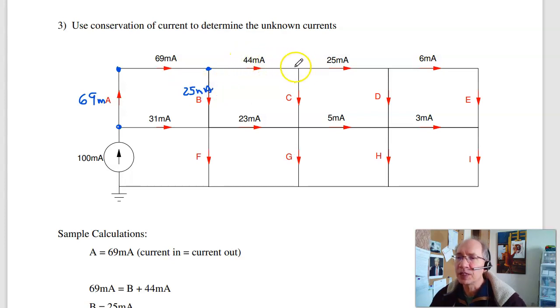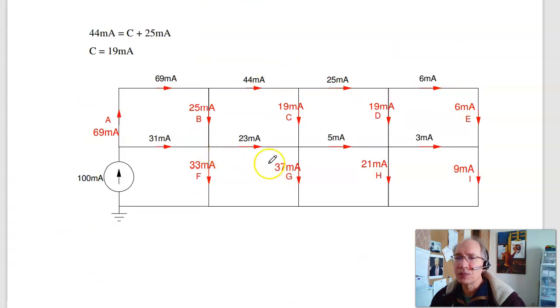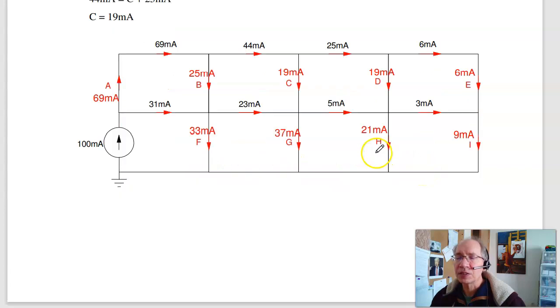44 milliamps going in, I've got to have 44 going out. 25 goes right, so this is 19 milliamps. 25 is 6 plus 19. 6 has to be 6. Notice that if there's no split, the current in these two has to be the same. That's called series, two elements in series. And so on. When you're all said and done, this should be your answer. Conservation of current.